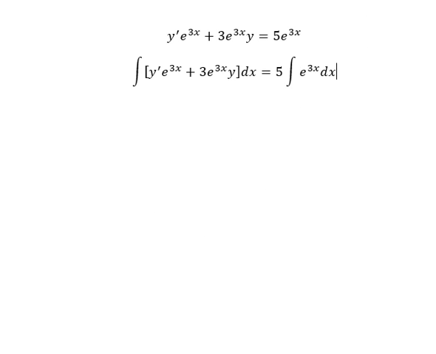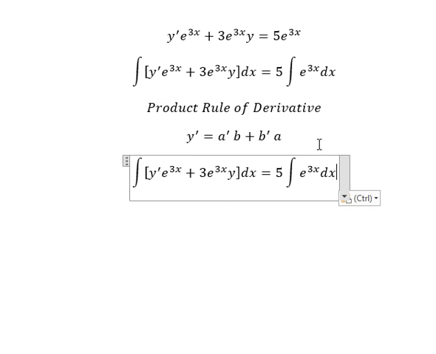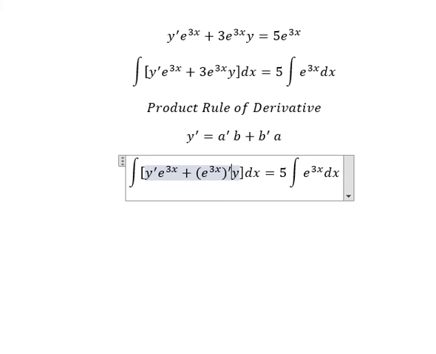Next, we can use the product rule of derivative. So we have first derivative of y equals to first derivative of a multiplied by b plus first derivative of b multiplied by a. So we have first derivative of a multiplied by b. This one is about first derivative of b multiplied by a.